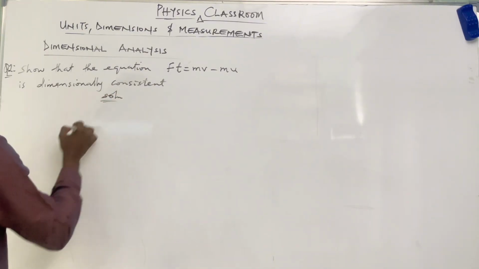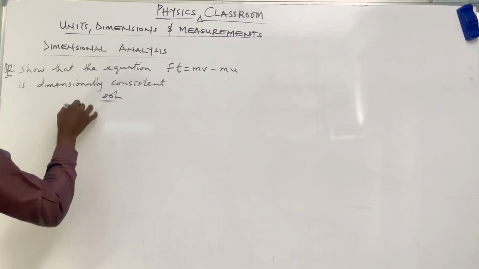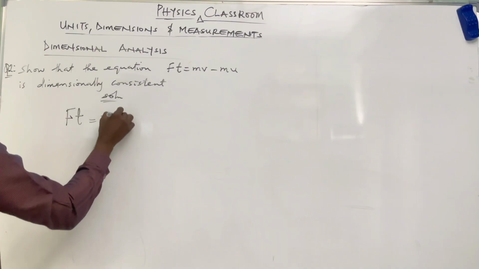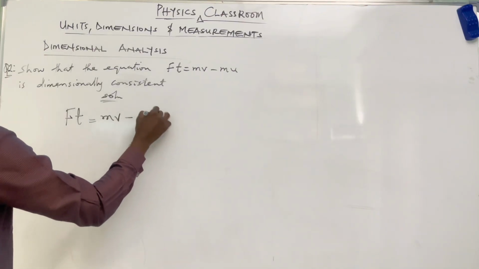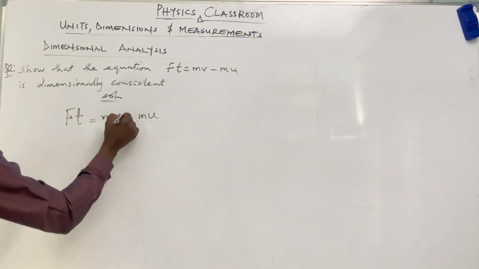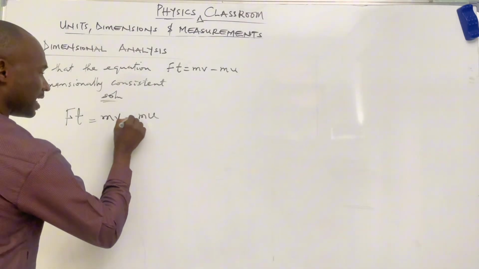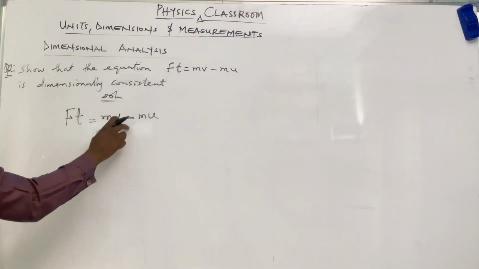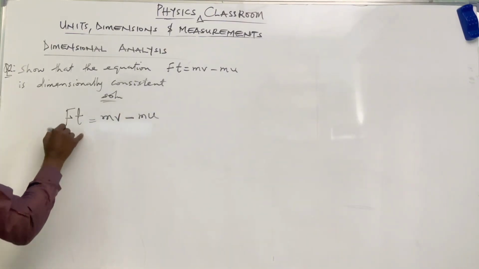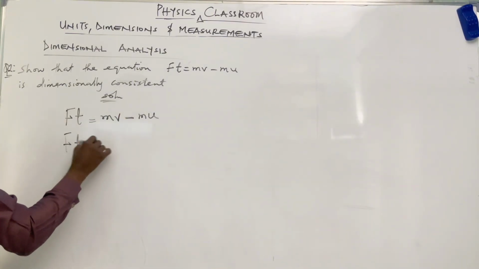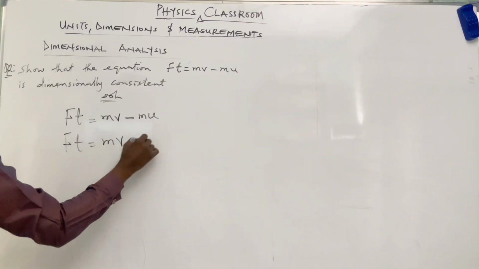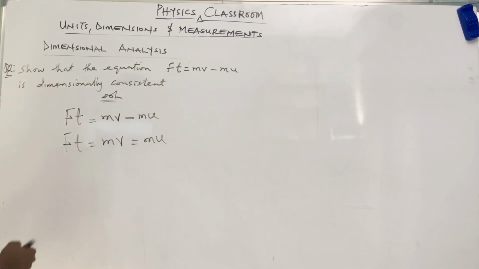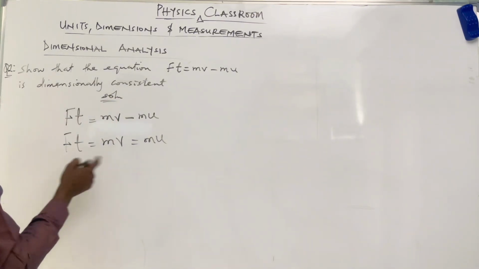Solution to this problem. The equation is Ft, that is the product of force times time, is equal to the product of mass times final velocity minus mass times initial velocity. Simple. Mind you, we are having a negative sign here. In dimensional analysis, what did I tell you we always do? We change this one to equal to. So the equation will be transformed to Ft = mv = mu. Then we go on to prove that they are dimensionally correct.